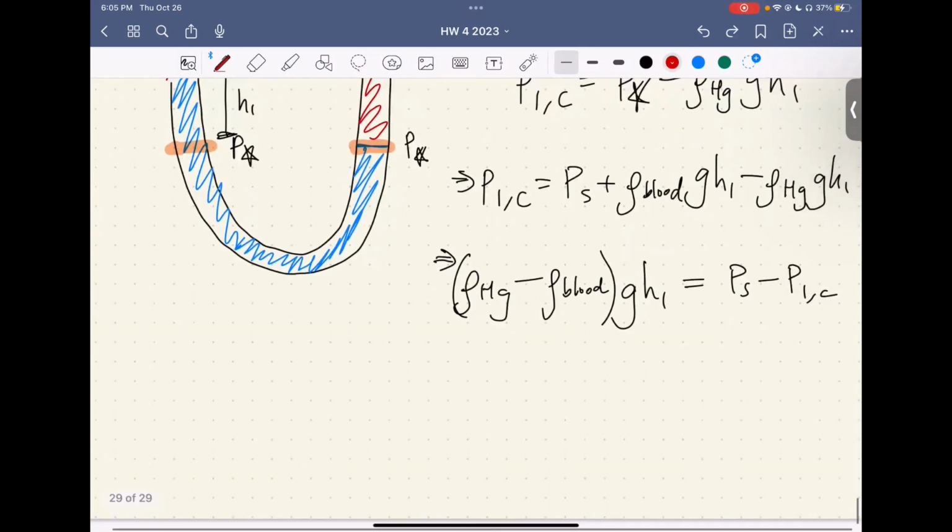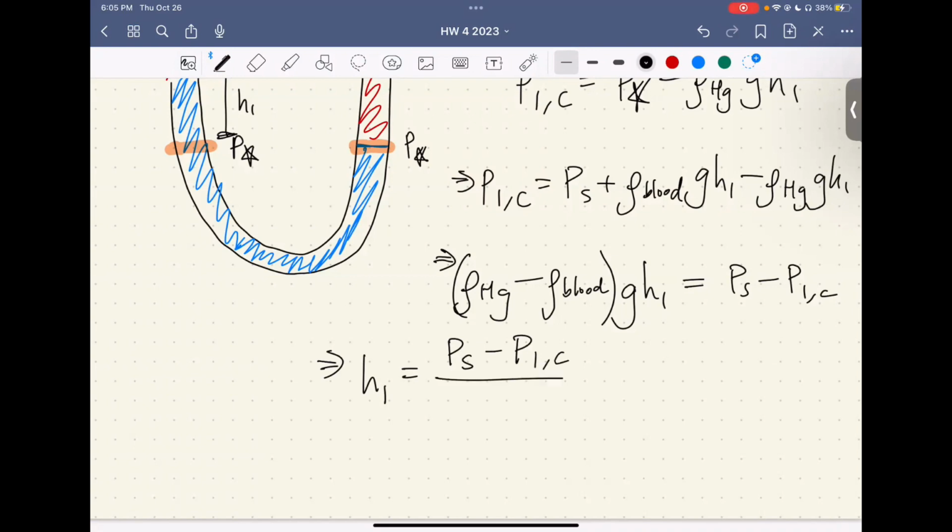So now we have something that we can pull H1 out of. H1 is going to equal P stagnation minus P1 catheter, over rho Hg minus rho blood, times G. That's it. We divide by G. So now we have an expression that solves for H1.